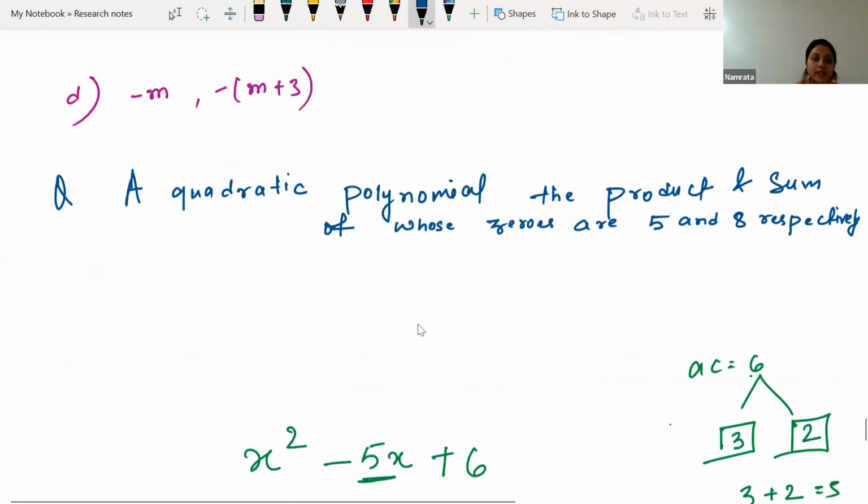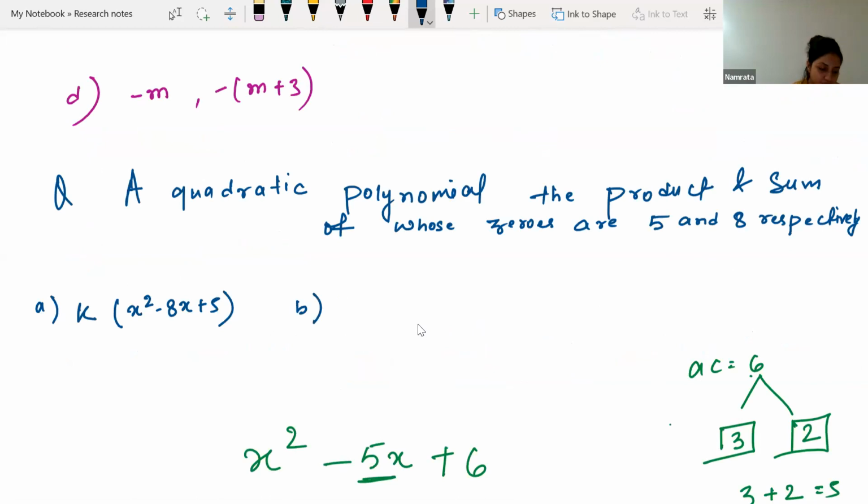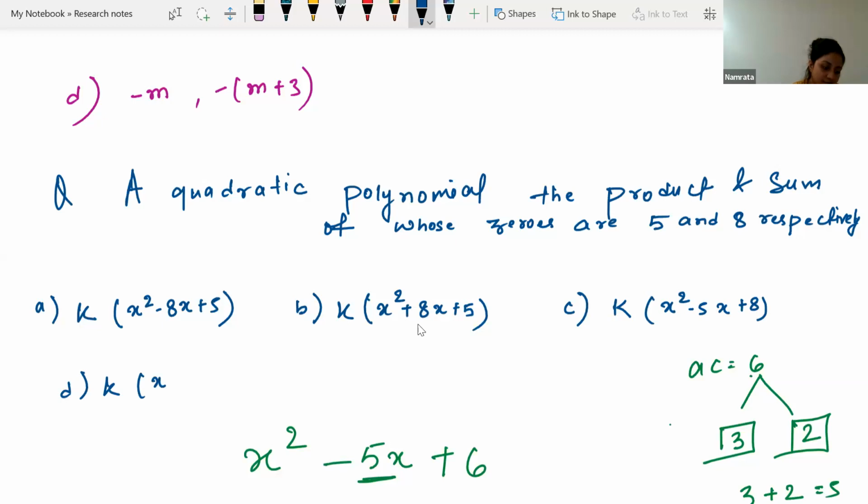Read the question. A quadratic polynomial. Options are: Option A, k x square minus 8x plus 5. Option B, k times x square plus 8x plus 5. Option C, k x square minus 5x plus 8. And option D, k x square plus 5x plus 8.